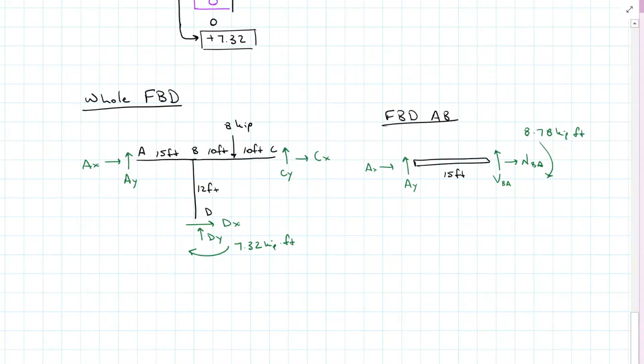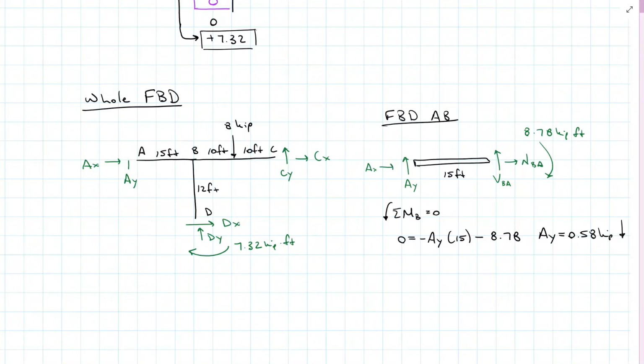Okay, so this is a section just to the left of B. And if I sum moments about B, we will find that AY is equal to 0.58 kilopounds, and I get a negative answer, so it's actually acting down. So I'm going to reflect that on my free body diagram here, 0.58.